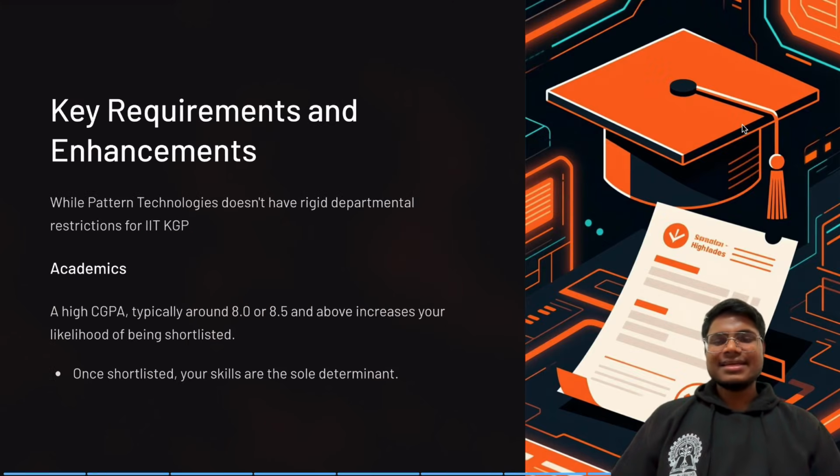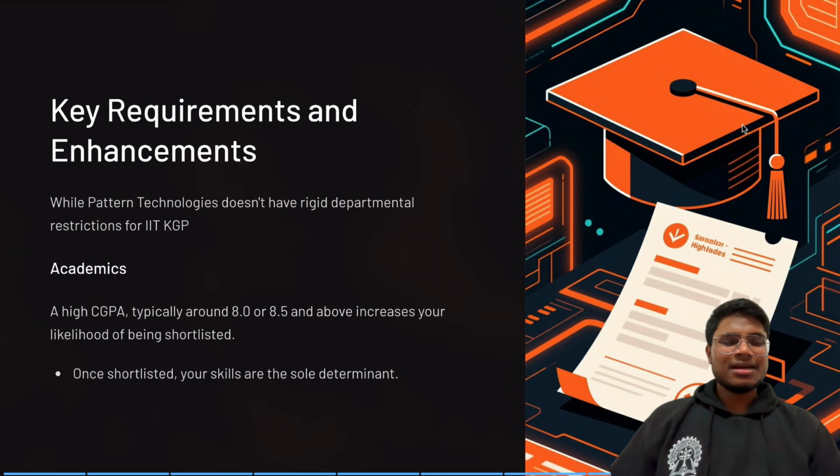So key requirements and enhancement, for Pattern Technologies. Although for IIT KGP they have not placed any hard or rigid departmental restriction, they have allowed every department. But I have talked to the people who got selected as interns at Pattern. From other colleges, there were department restrictions, they were not allowing departments below CS basically. They were only allowing CS. But in KGP they have allowed all the departments.